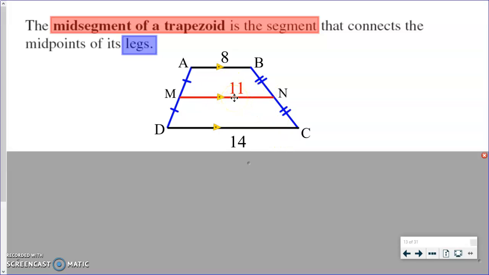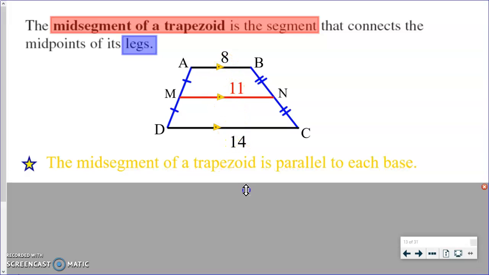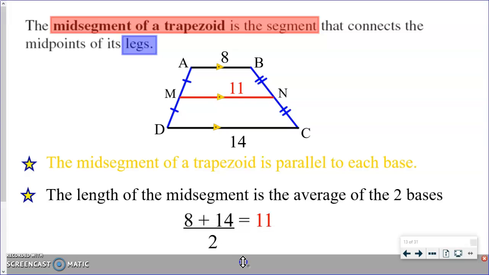Sort of like what we learned about triangles, trapezoids have a mid-segment also. And it's the average of the two bases. It's also parallel to the bases. So this mid-segment, MN, is going to be parallel to these two bases, and it's the average of those two. So to find the average of two numbers, you add them together. So 8 plus 14. We divide it by 2, since there's two numbers that we're averaging, and you get 11.